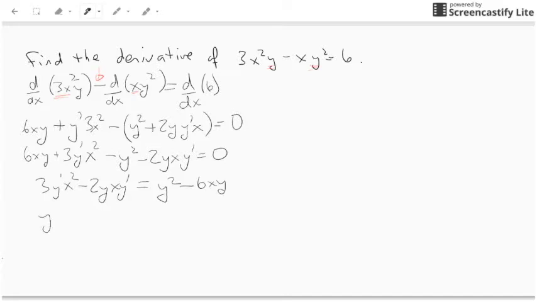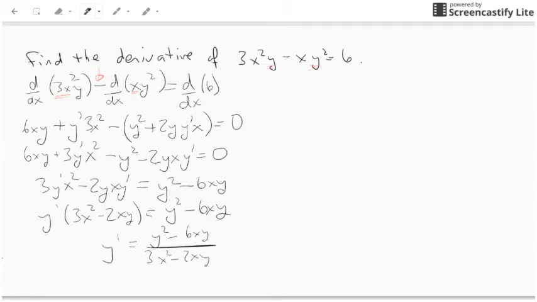Here I will factor out my y prime term, and that should always be fairly easy to do. When we take the derivative implicitly, that shouldn't generate a situation where it's hard to solve for y prime. It should actually be pretty easy. So now over here, this becomes y squared minus 6xy. And now I'll simply divide to get y primed by itself. So y squared minus 6xy over 3x squared minus 2xy.